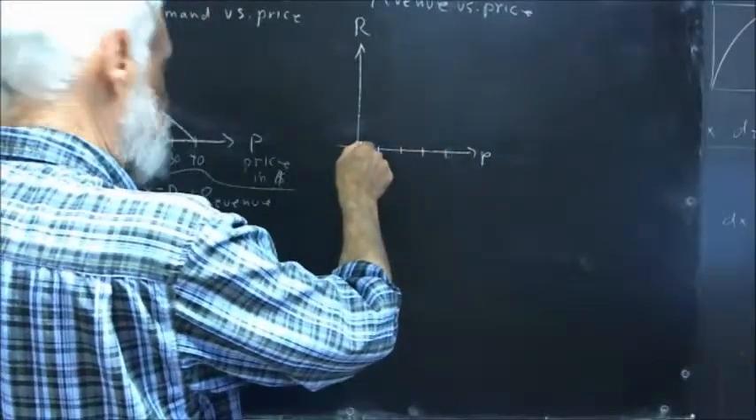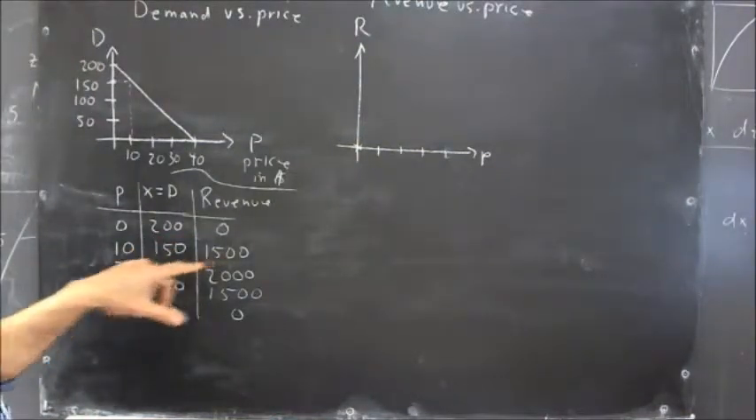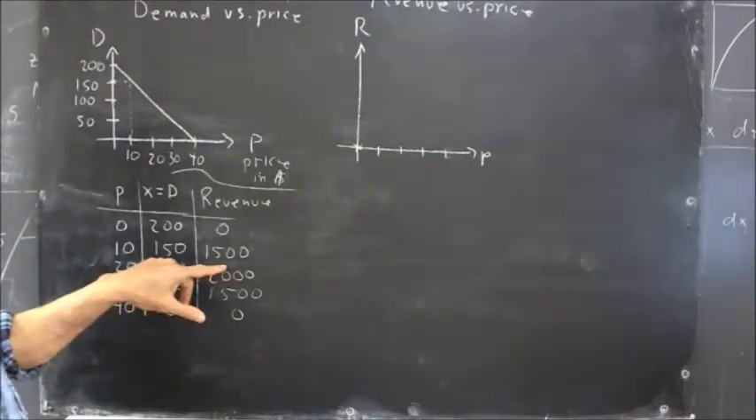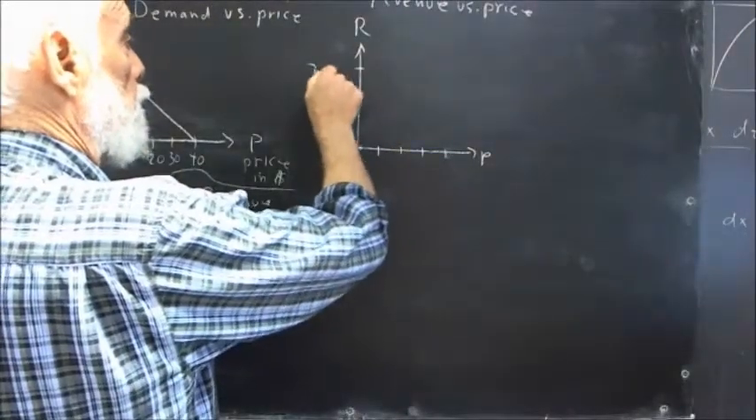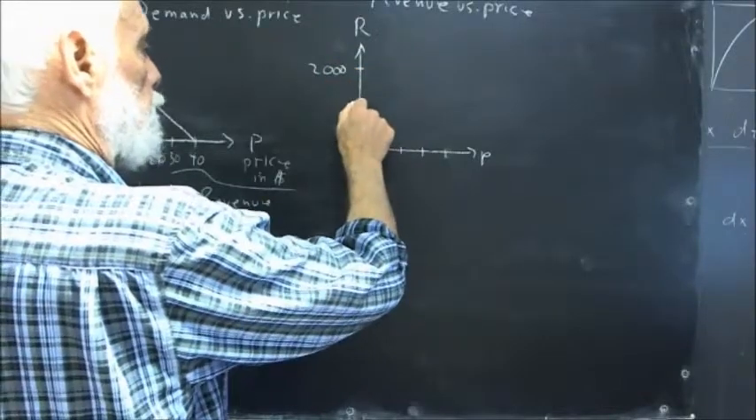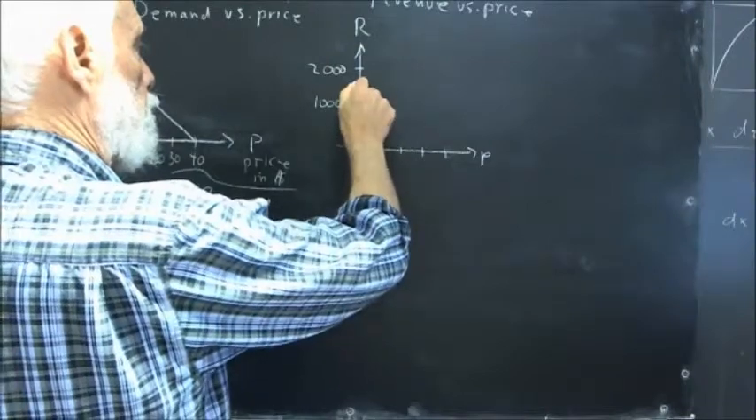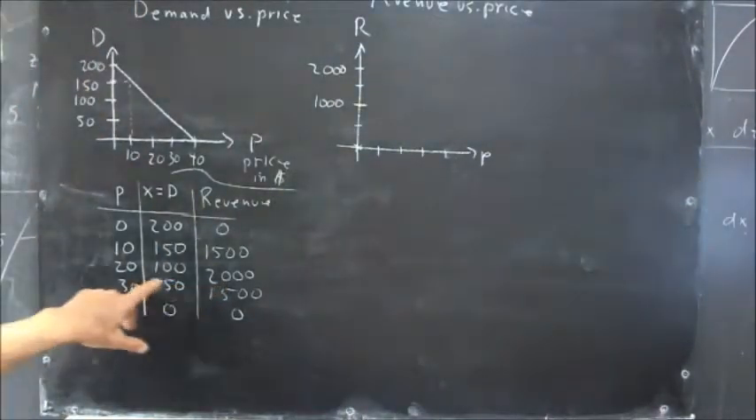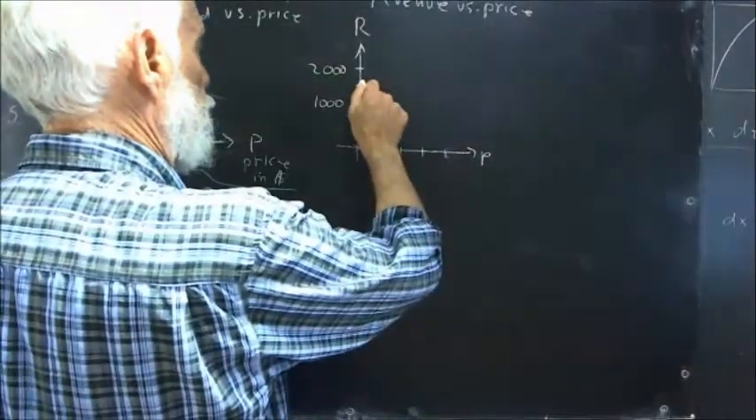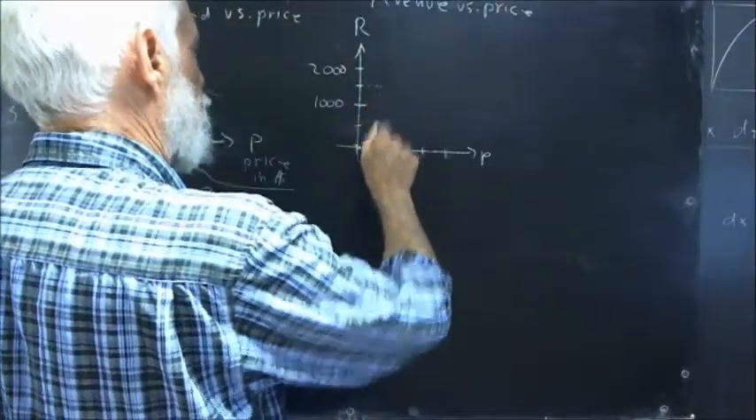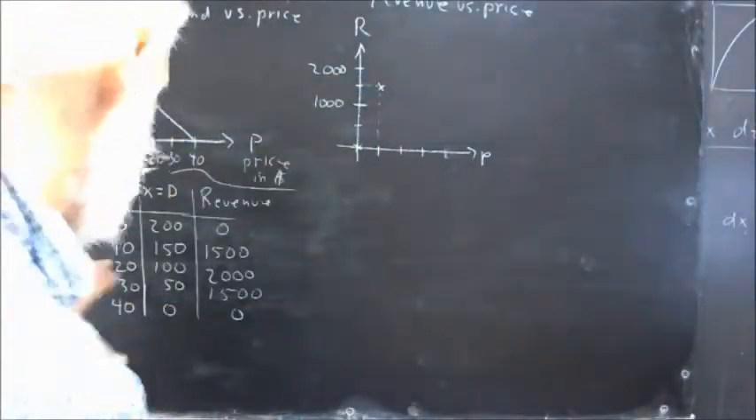We got a revenue of 0 for a price of 0. For a price of 10, we're going to sell 150. We're going to have $1,500 in revenue. Revenue goes up to $2,000, so let's just mark 2,000 up here. Let's cut that in half, make that 1,000, and then we'll put marks for 500 and 1,500. So the 10, 1,500 is going to go here. I think I said 150 when I marked that 1,500.